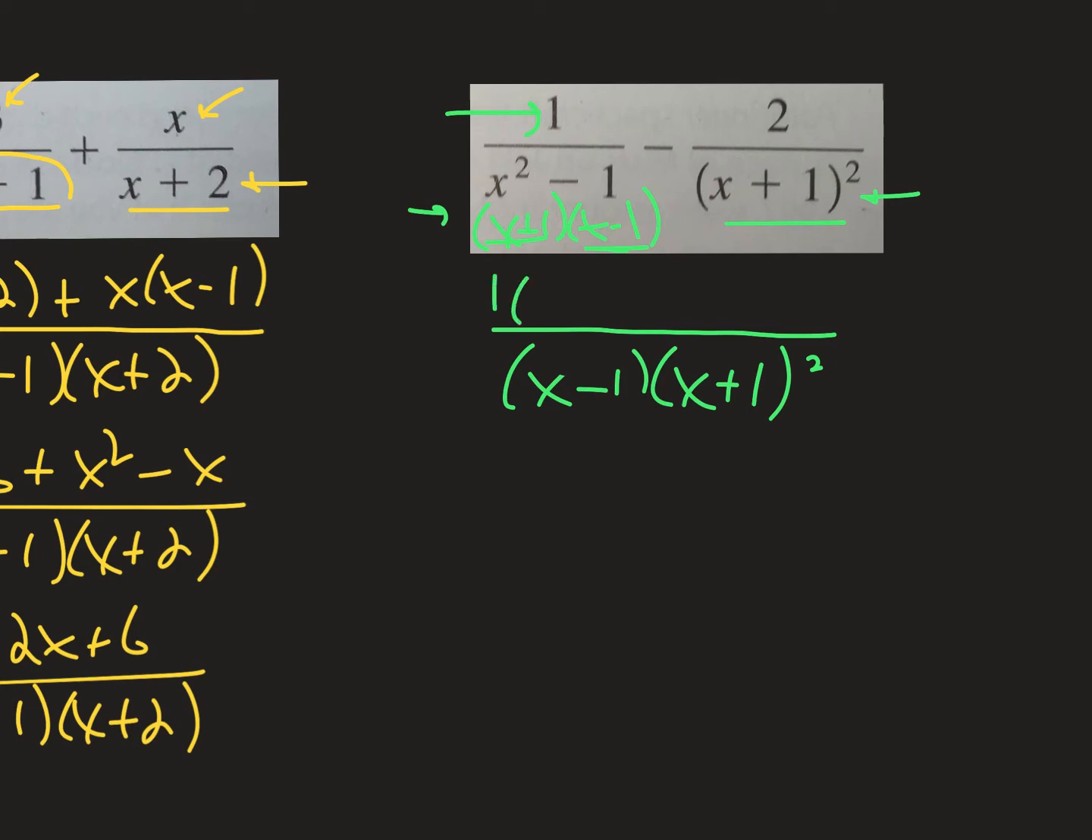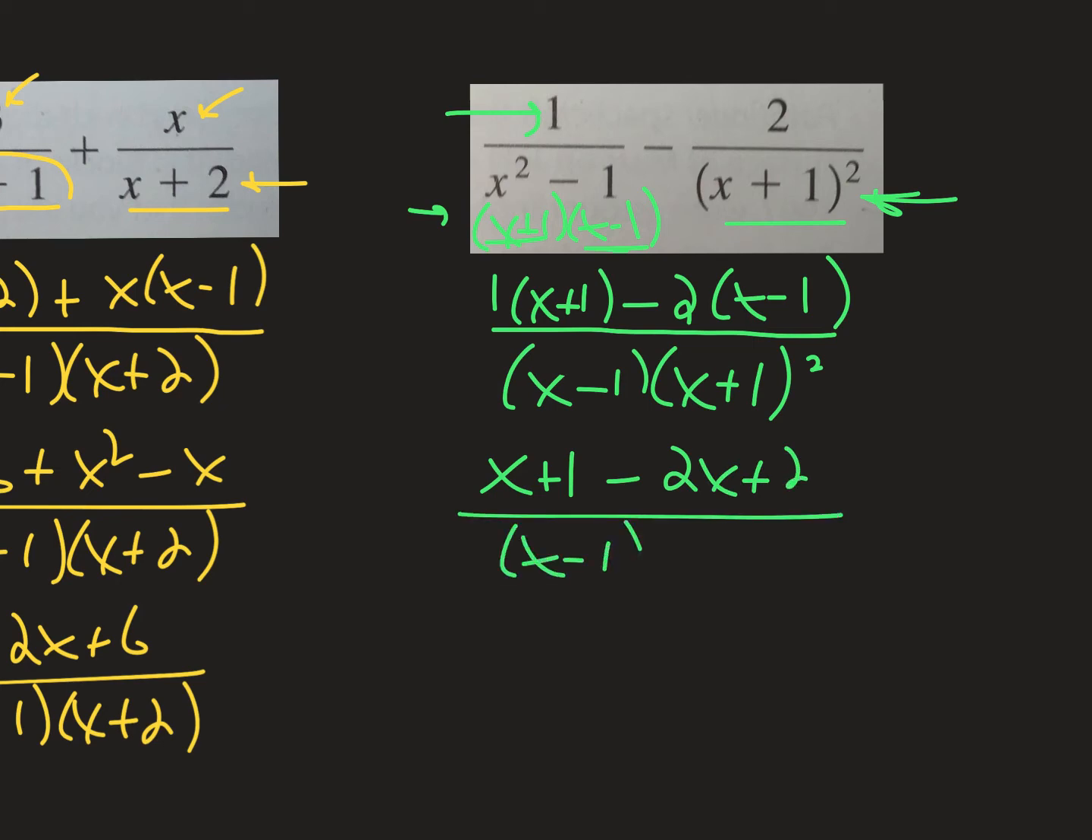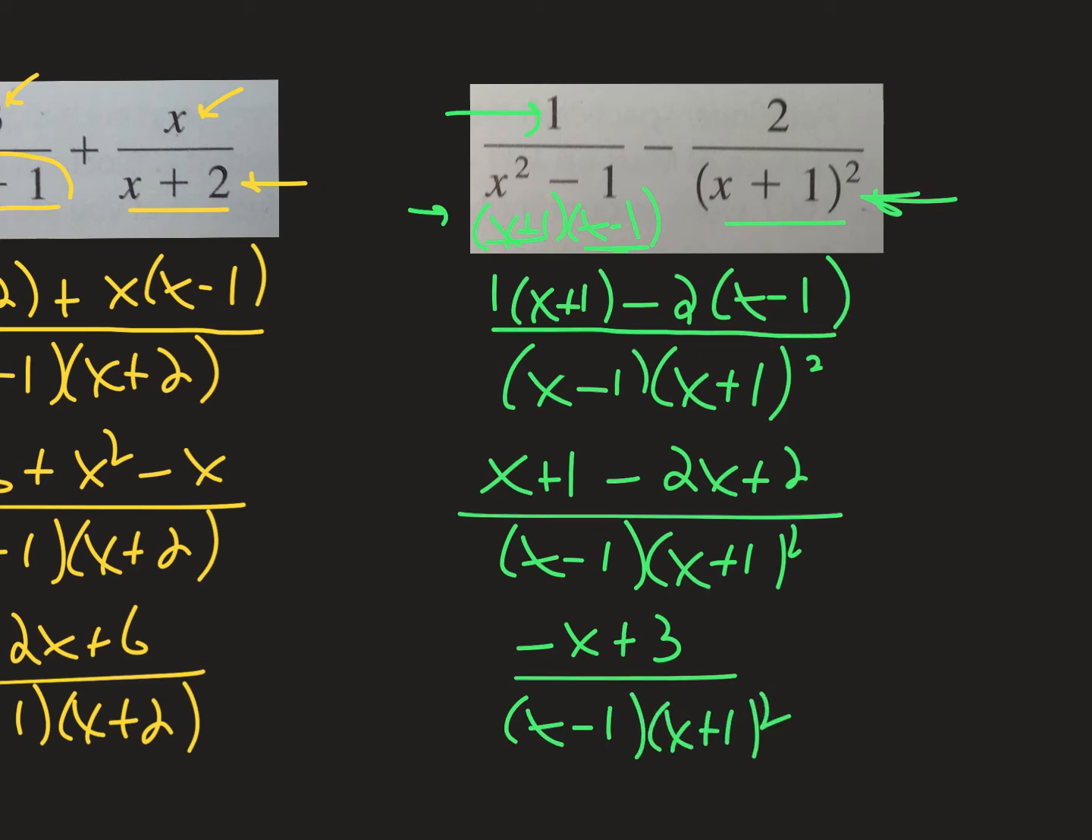So I'm going to do 1 times x plus 1, which is obviously just x plus 1. Look at this denominator. It's missing the x minus 1. So I'm going to do the negative 2 times the x minus 1. Just distribute your numerator. 1 times that. Negative 2 goes through over all the stuff we already had down here. And then I'm just going to add my numerator up. If I do that, I get a negative x and a plus 3. My denominator is going to have an x minus 1 and an x plus 1 squared. All right, that's all you got there.